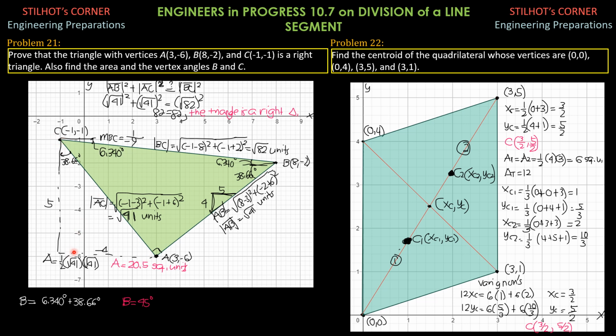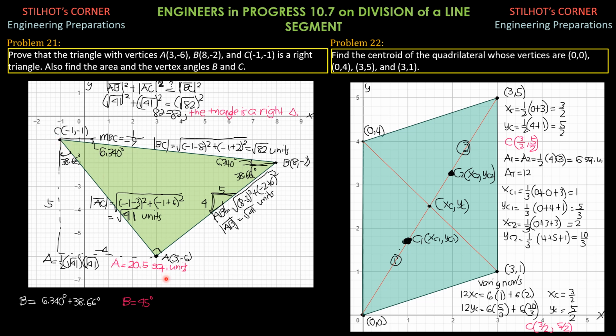For the slope of this triangle here, this is 4 units. 4 units is the x coordinate of A minus x coordinate of C. So 3 minus negative 1 is 4. Or simply, we count 1, 2, 3, 4.